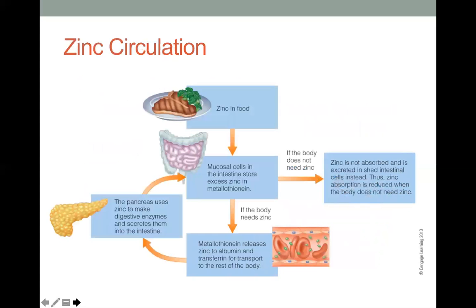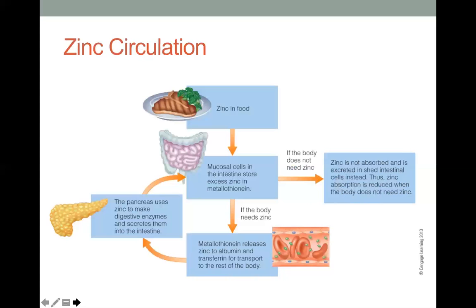We get zinc from food sources. The mucosal cells can store excess zinc in metallothionein. If we don't need zinc, it's excreted in the intestinal cells, and so our body says, no, we don't need it. Let's just get rid of it.